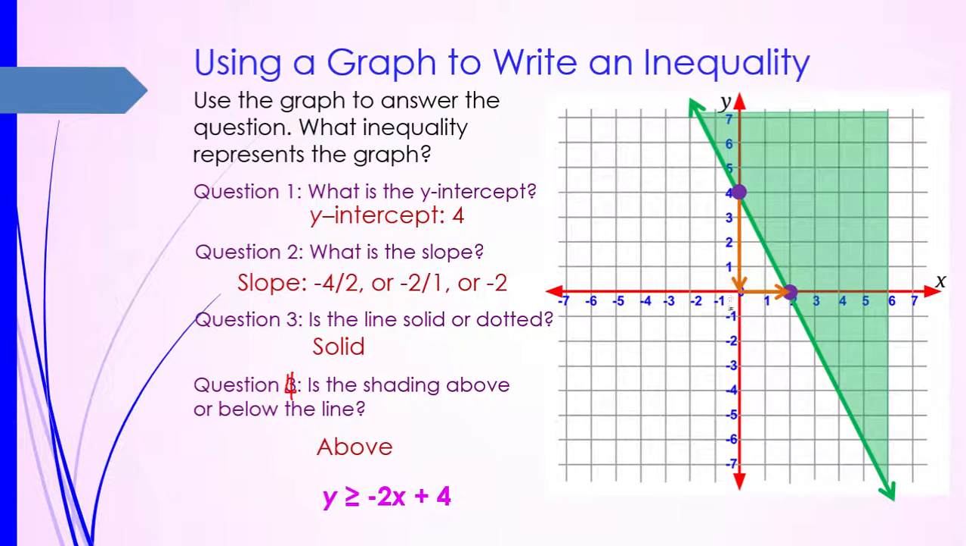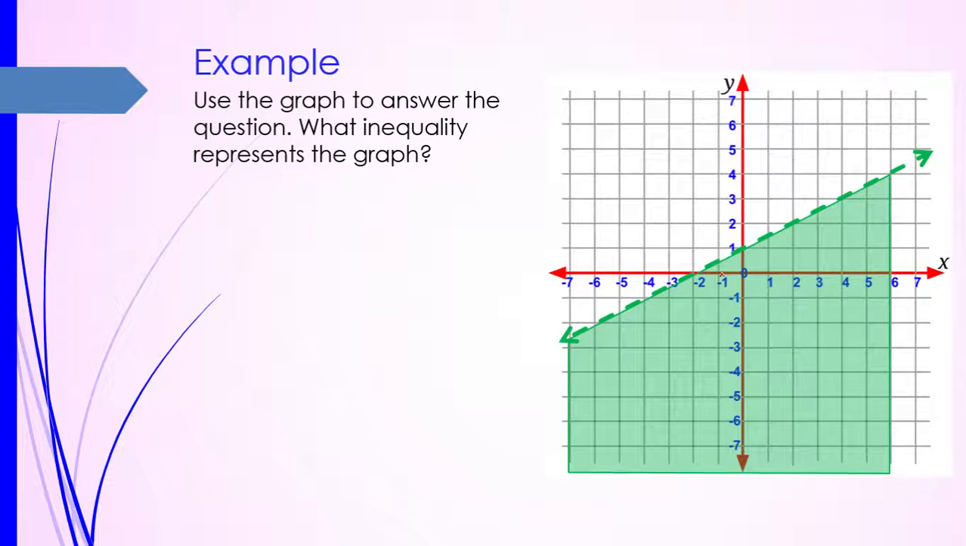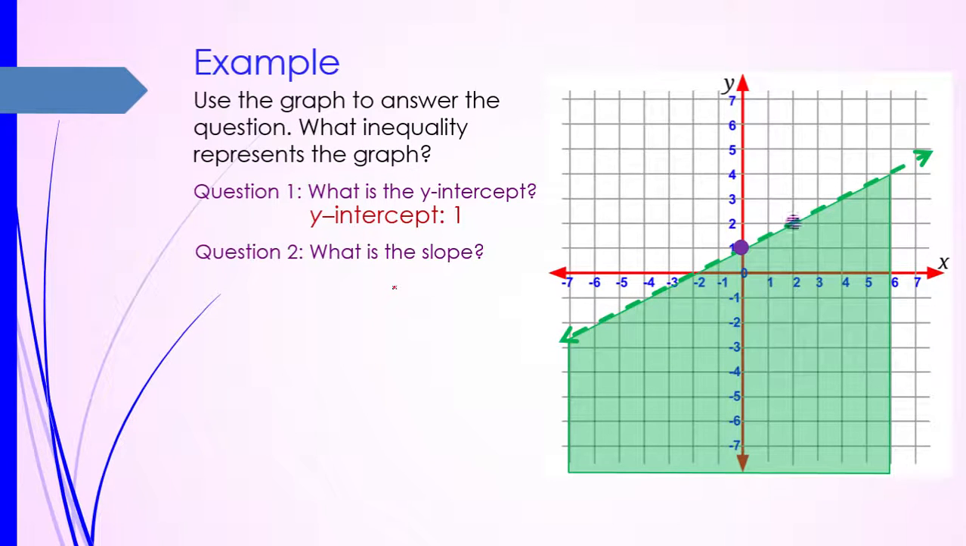Alright, one more example. So same thing, we're given a graph, now we need to write an inequality that represents that graph. Same questions you want to ask yourselves. What is the y-intercept? It's where it crosses the y-axis, that is positive 1. What is the slope? Choose another point. See how many units we go up by, that's 1. And we go to the right 2 units, so the slope is going to be 1 over 2. You cannot simplify that anymore, so we have to keep it like that.